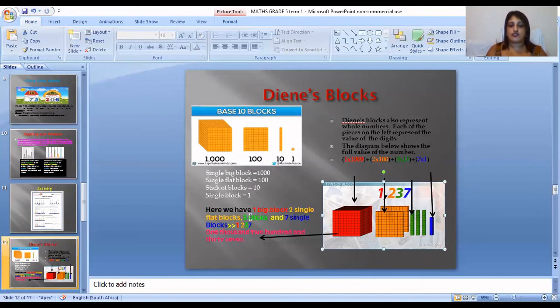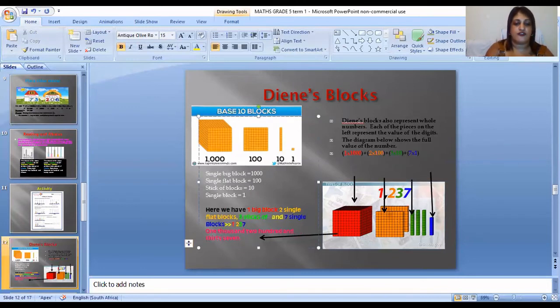So they have broken it down. We have 1 big block, 2 single flat blocks, 3 sticks, and 7 single blocks. So it's 3 sticks of 10, and 7 single blocks, which is 1,237. And there I wrote it out in words again. I broke it down, expanded notation, wrote it out in words, 1,237. So you know when you're counting, count how many blocks of this, that gives you how many thousands you have, how many of the flat ones, how many hundreds you have, how many of the sticks of 10, how many of that you had, times it by 10, and how many single blocks times it by 1.